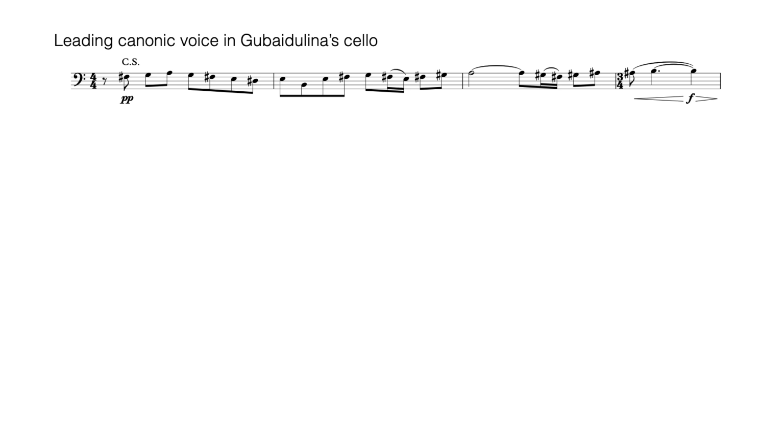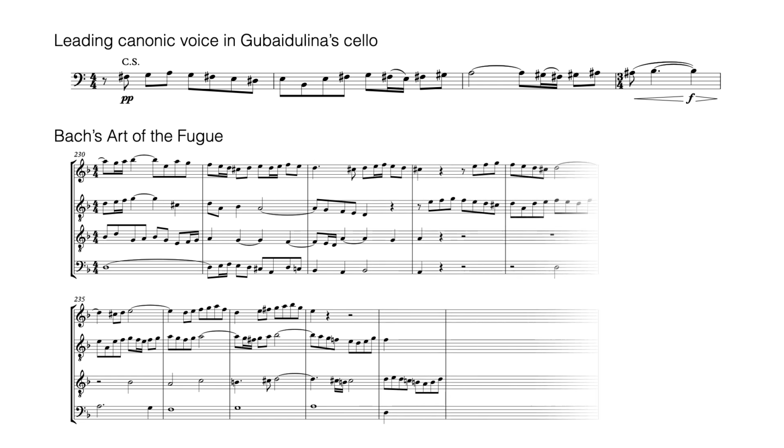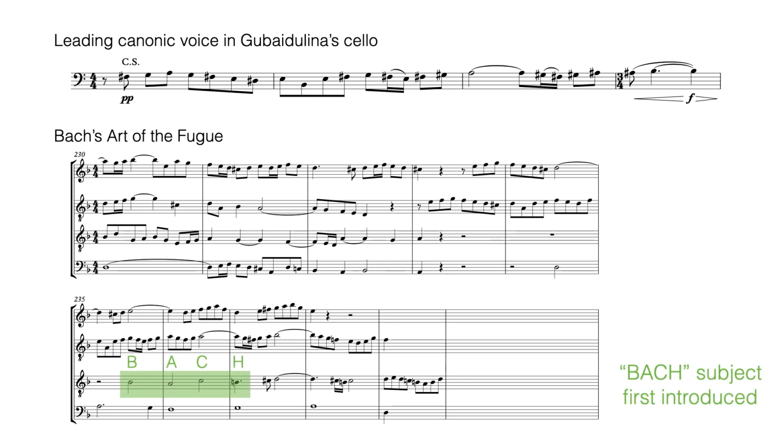The leading canonic voice in the cello is taken almost literally from Bach's Art of the Fugue. This is the moment in that titanic work when the BACH subject is first introduced and combined with the original subject. These also might have been the final measures Bach composed before his death.